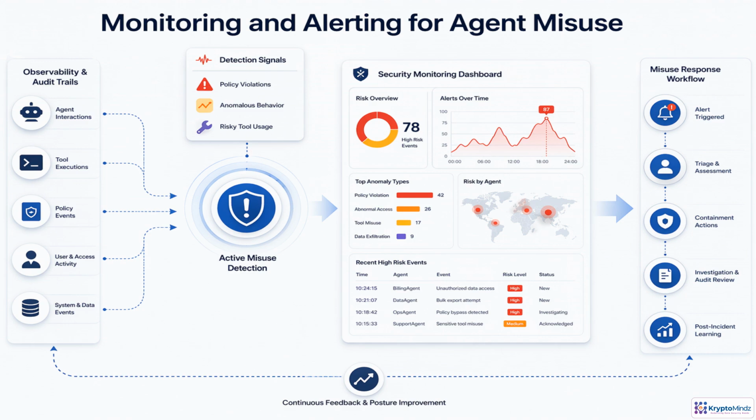In this topic, we'll turn agent observability into security action. Instead of simply storing logs, we'll use them to detect policy violations, risky tool use, and early anomalies, then route alerts into dashboards and response workflows before misuse becomes an incident.